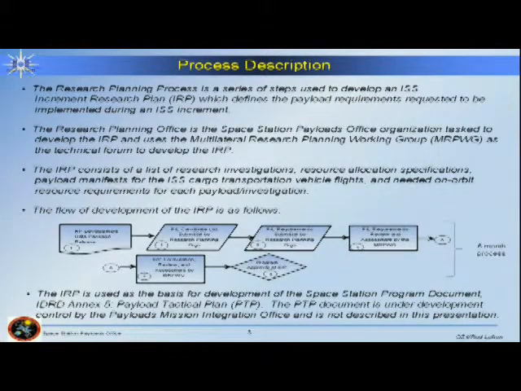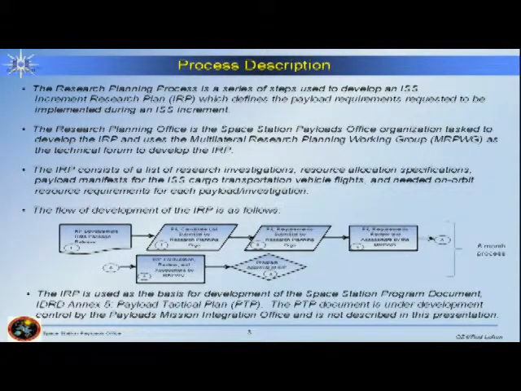Basically, the process involves a series of steps we use to produce what we call the Increment Research Plan, which identifies the payload requirements requested to be implemented during the particular increment. We use a team called the Multilateral Research Planning Working Group, or MRPWG, to formulate this plan and produce the requirements into a plan so that we can, again, hand it off to our integration folks to go off and help execute. I'll talk a little bit more about that team later.